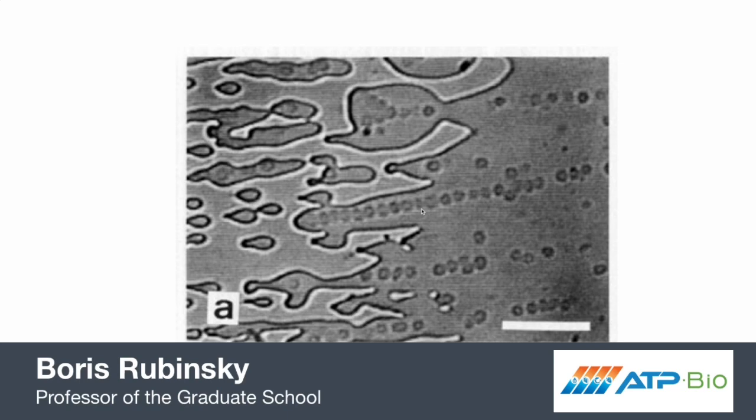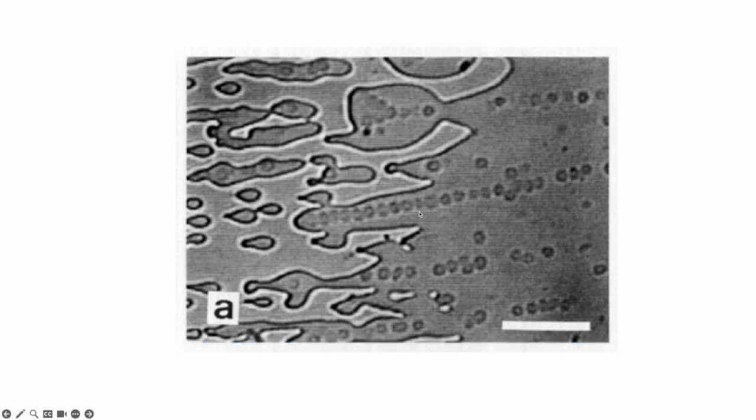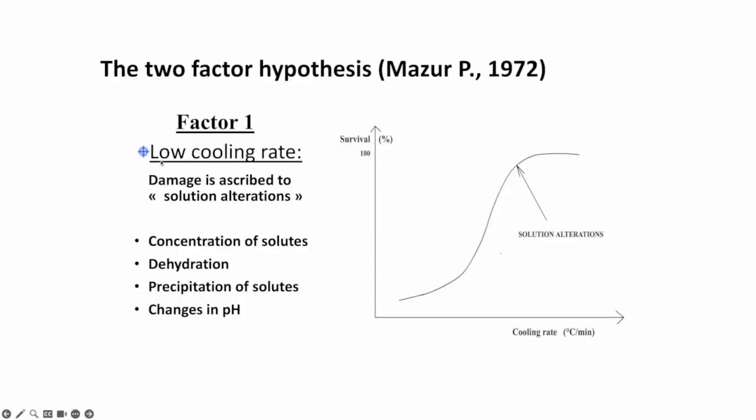So let me just show you some experimental results. This is how cells look when they are entrapped between the ice crystals. You can see that all that is left from them is just a ghost, just the cell membrane. They're all dead, but perhaps the most interesting thing is that they're all along the ice crystals. So that's where they find themselves. And this brings us to the effect of low cooling rate.